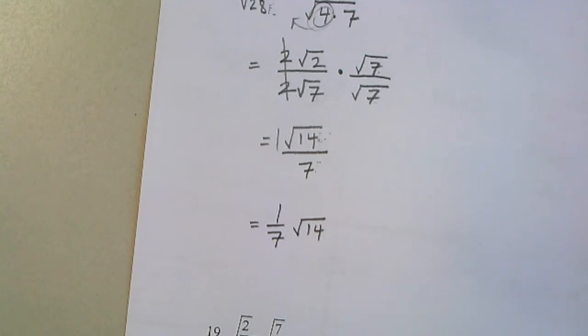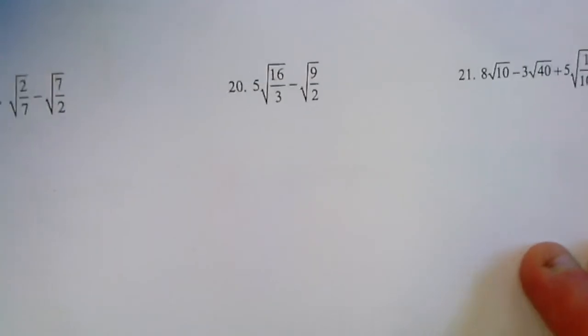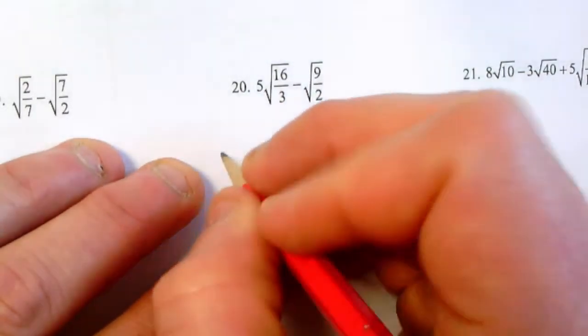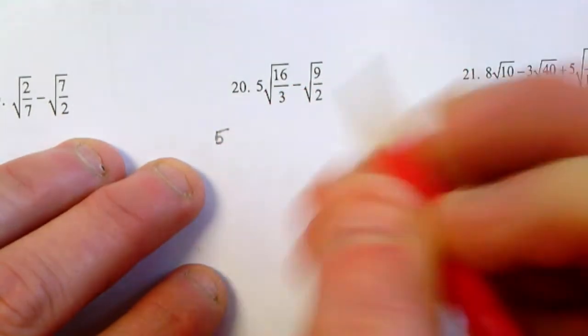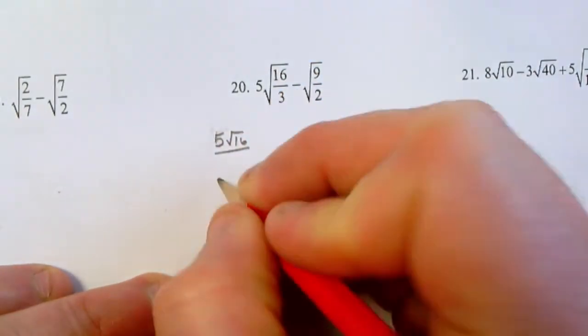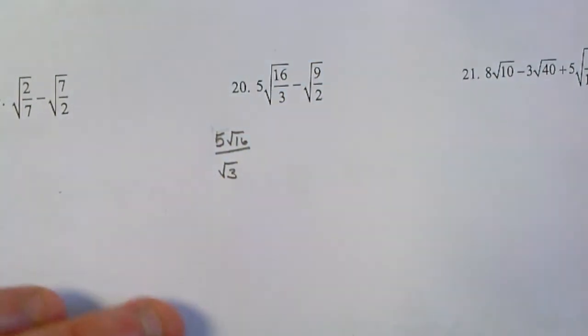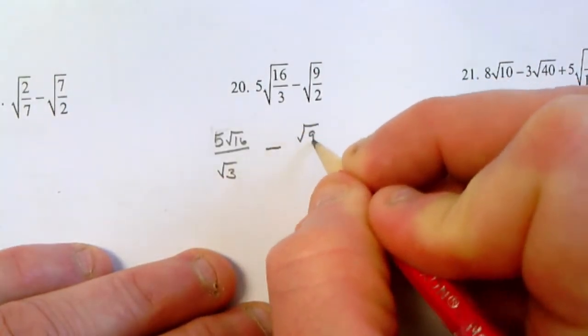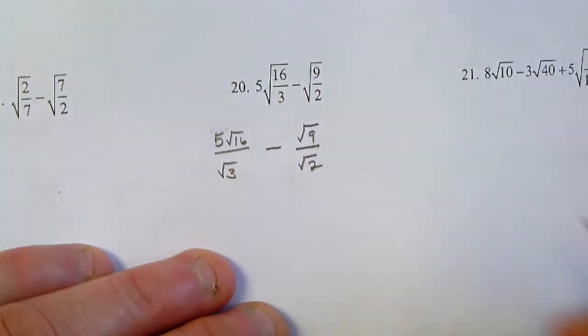All right. Now, these next couple of problems, they get really technical. And so you need to make sure you pay real close attention here. Let's drop down to number 20 here. We might do 20 and 21. Okay? So for number 20, I'm going to write it like this: 5 square root 16 over the square root of 3. Okay? This one, I'm going to write it as the square root of 9 over the square root of 2.